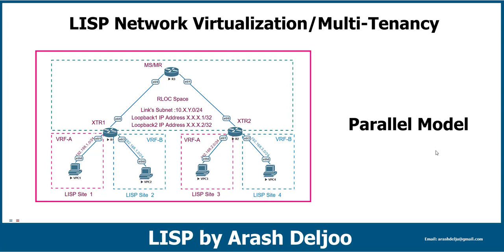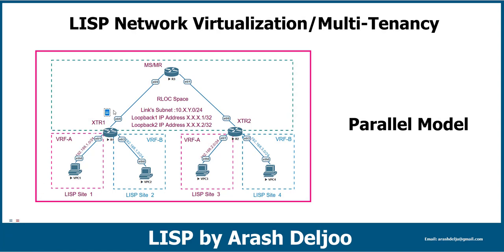Okay, let me talk about the parallel model. First, I'm going to explain the parallel model. After that we will configure it, and finally we will learn it in more detail. You know that in this scenario we have, for example, xTR1, xTR2, and also MS and MR in the router 3. Okay, and you know that xTR1 and xTR2 should advertise their EIDs to the MS.